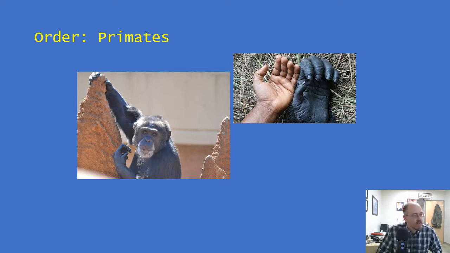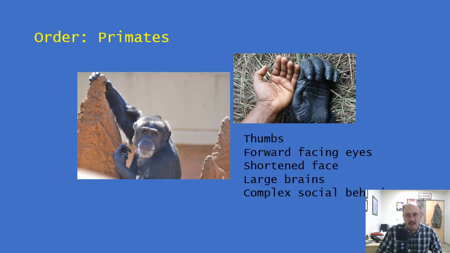Now, here's a picture I took at the Little Rock Zoo. I did not take the cool one with the hand, but you can see the chimpanzee hand next to the human hand there. So things that unite us: thumbs, forward-facing eyes, a shortened face so we don't have real long jaws, right? And complex social behavior. These are things found in the primates.